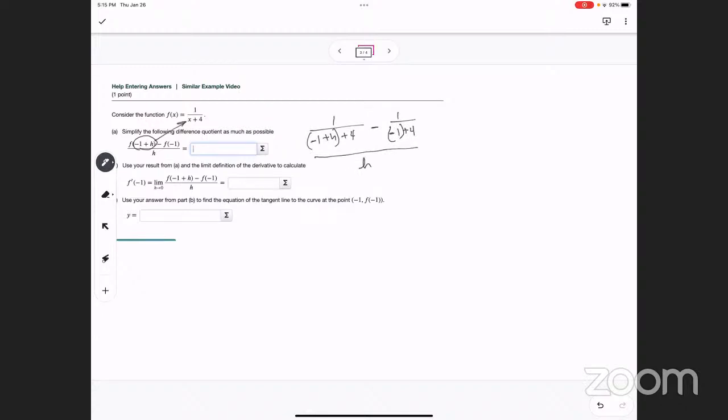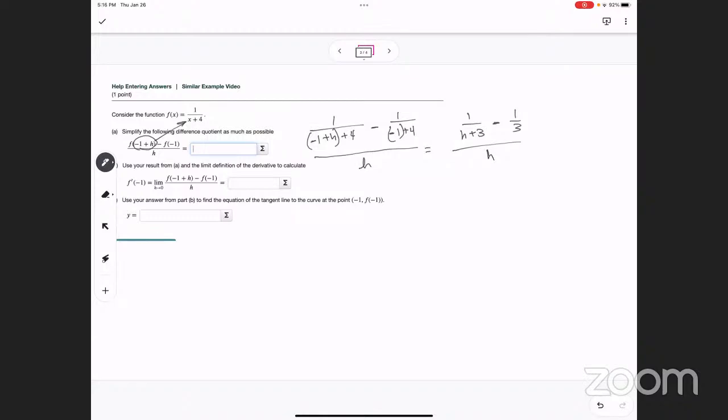Now simplifying this, those parentheses are really not needed. None of these parentheses are really needed, but it's always good to plug it in just in case, because sometimes you can't tell. So this is 1 over h plus 3 minus 1 over 3, all over h, right?